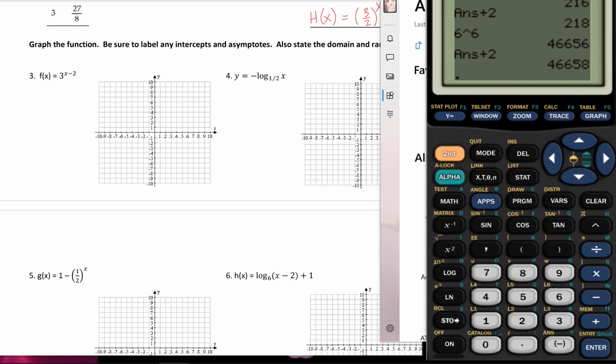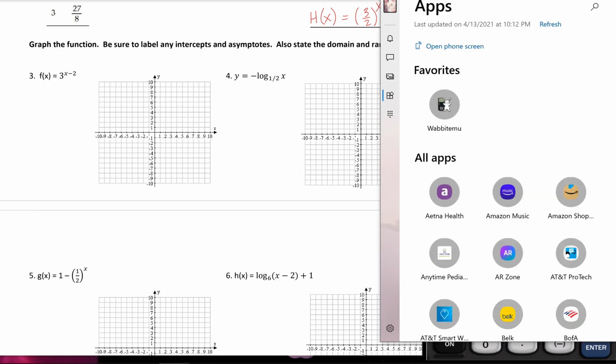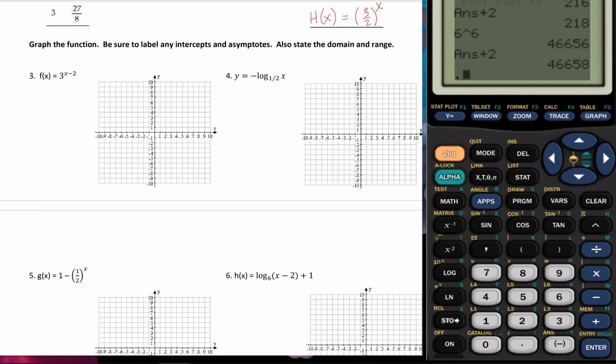Okay, so question 3, we're going to need our calculator. And we're going to need the y equals in our calculator because we're going to plug it in. So we're going to graph 3 raised to the power. The x minus 2 is all one exponent, so I'm going to do x minus 2 and close my parentheses because it's all in my exponent. And I'm going to take a look at my graph. Ooh, I need to recenter my graph. So I'm going to hit zoom 6, which is zoom standard, and it's going to take me back to my standard screen.